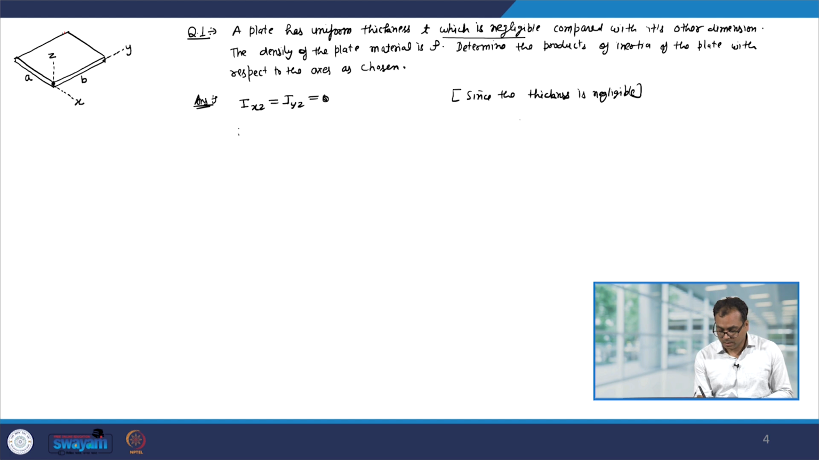Now, let us see what is Ixy. So, Ixy I can find out if I know the product of inertia about the center of mass, then I can just do Ixy bar plus m dx dy. So, let me put an axis at the center of mass. So, this is my y, let us say y 0, similarly x 0, and you have z 0.